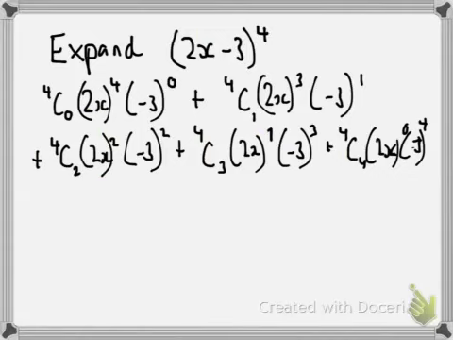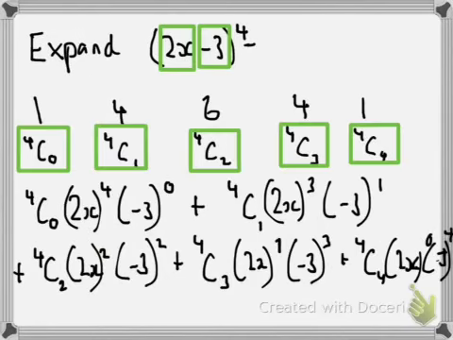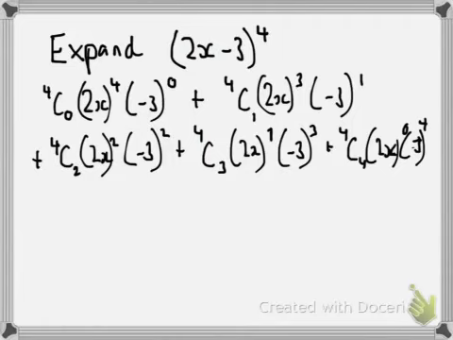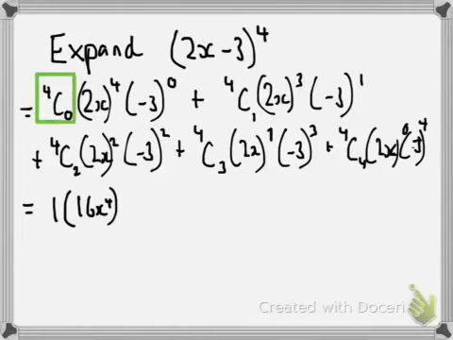Now I'm going to, instead of having 4C0, 4C1, etc., put the actual numbers. So we know that 4C0 is 1, 4C1 is 4, etc. So, I'm doing the next line now, equals 1 times 2x raised to the power of 4. So it's going to be 16x to the power of 4. Negative 3 to the power of 0 is 1. Okay, so I've done each of those there. That's 1, and expand the brackets, it's 16x to the power of 4. Right, so we've dealt with that one there.